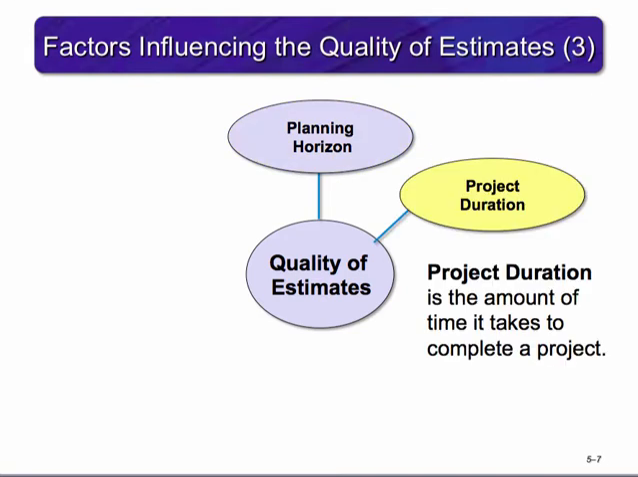The project duration is the amount of time it takes to complete a project. Long duration projects increase the uncertainty of estimates. The price of technology may decrease over time. However, labor, equipment, and operations are likely to increase over the same period. But at what rate? How can these be accurately estimated? We'll take a look at that answer later in the lecture.